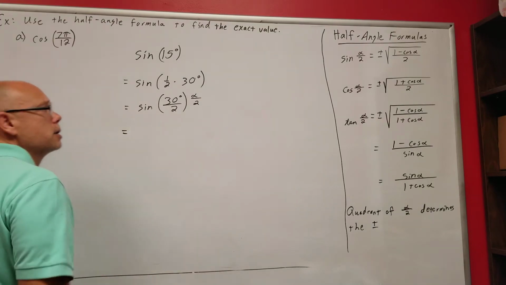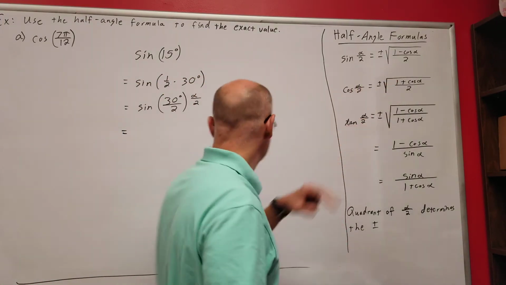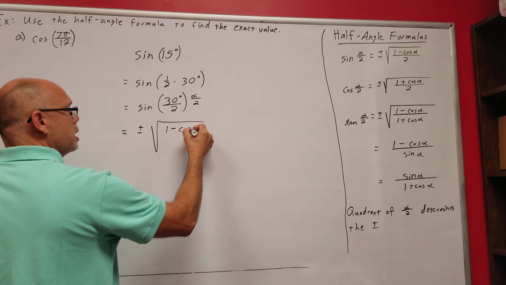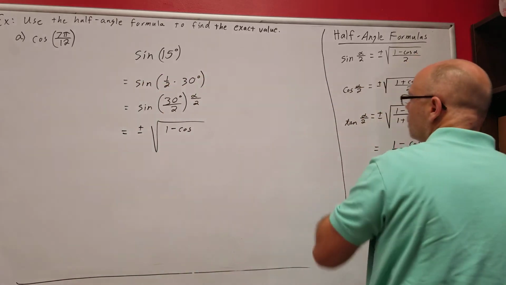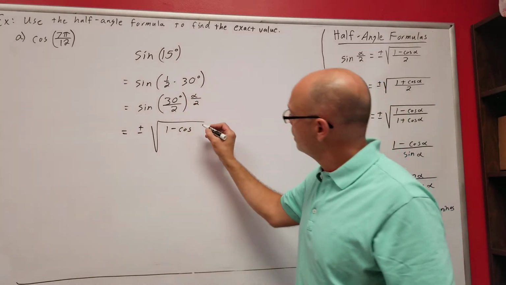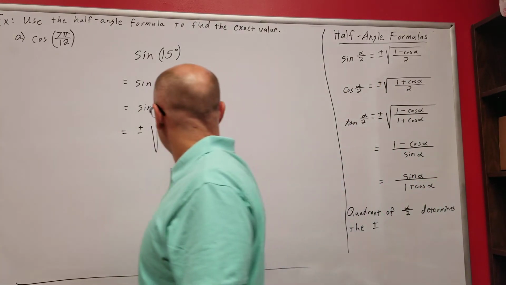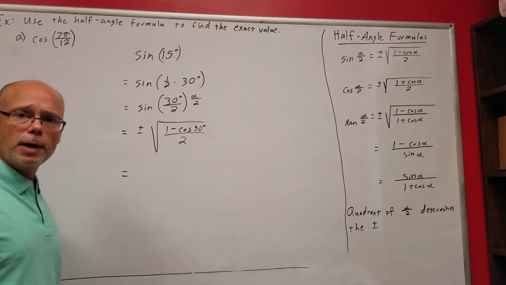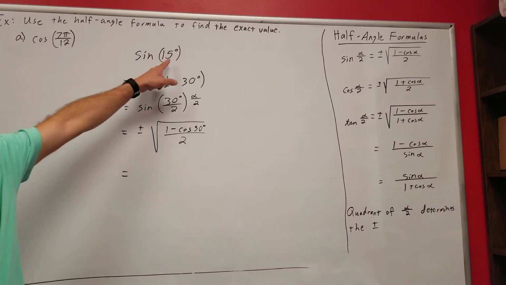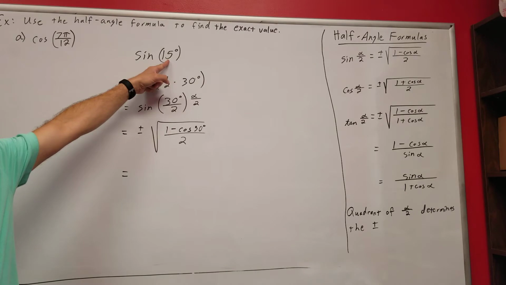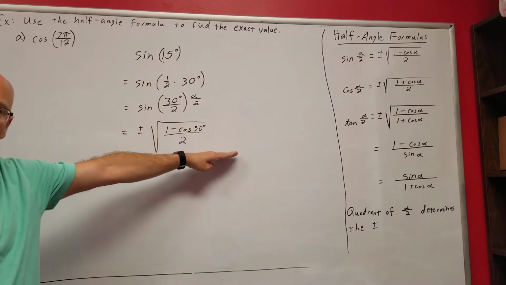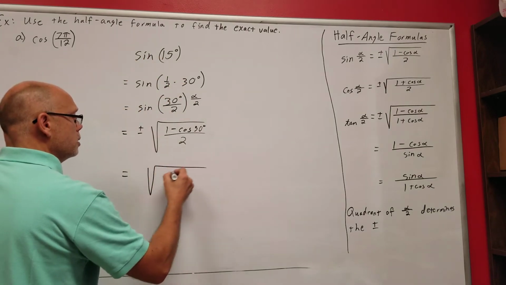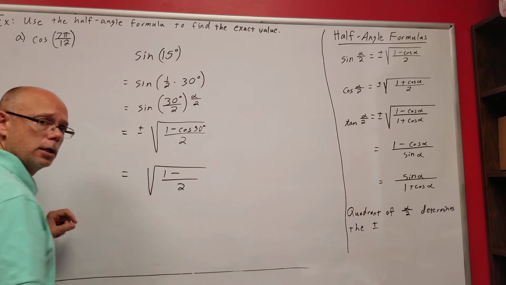So to find this, I use this formula right here. It equals plus or minus the square root of 1 minus the cosine of alpha, but what is alpha in this case? 30 degrees, all over 2. Now, how do I decide if it's positive or negative? Look at what I originally had, 15 degrees. Where's 15 degrees? That's in quadrant 1. Sine is positive in quadrant 1. So it's going to be a positive square root of 1 minus cosine of 30 degrees over 2.